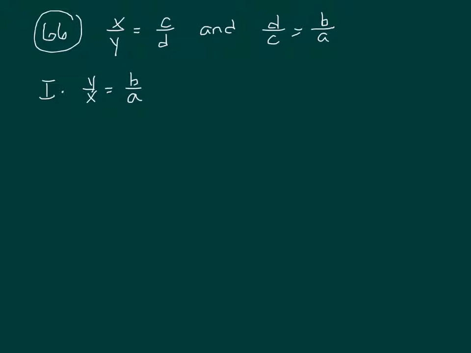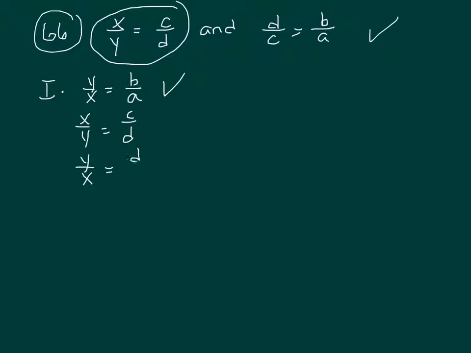All right, this is number 66, and we're given this top line, and we're trying to figure out which of the following are true. So I'm trying to show this. Let's start with something we know is true. We know x over y equals c over d. And let's take the reciprocal of each side. That will still be true. Y over x equals d over c. So we've got this part to match up.